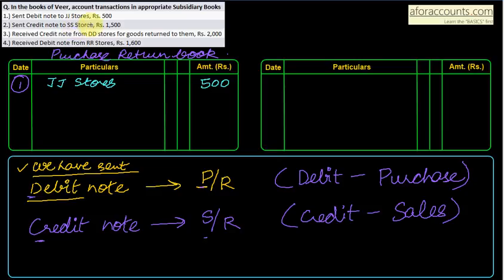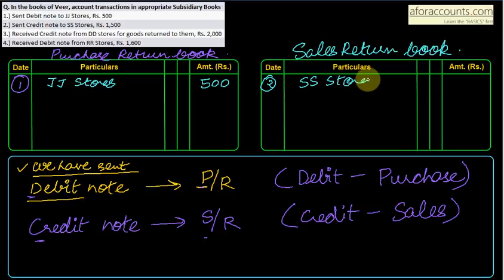Moving on to the second point. Sent credit note to SS Stores rupees 1500. So what am I sending is the question. I am sending credit note. Credit क्या होता है? Sales. Sales से क्या बनाया आपने? Sales return book. So that will go into your sales return book. Point number 2. SS Stores. How much? 1500. Okay. So first and second point is done.